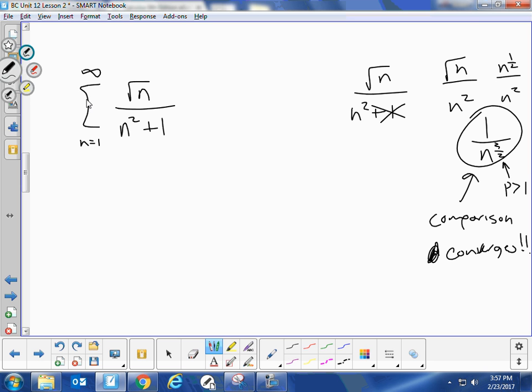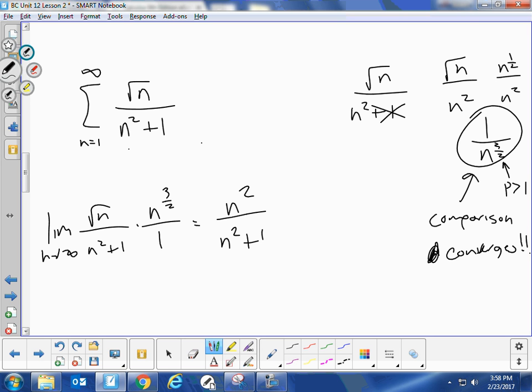So you can immediately divide it by 1 over n to the 3/2, which is the same as multiplying by the reciprocal. I'll take the limit as n approaches infinity of root n over n squared plus 1 times n to the 3/2 over 1. This is dividing, okay? And then I will multiply the n's together. 3/2 plus 1/2 will get n squared over n squared plus 1. Now I look at this limit as n approaches infinity. The 1 won't matter. This just equals 1. This is perfect. This is finite. This is positive. So since this converges, this converges. Remember, they will both either converge or they both will diverge.